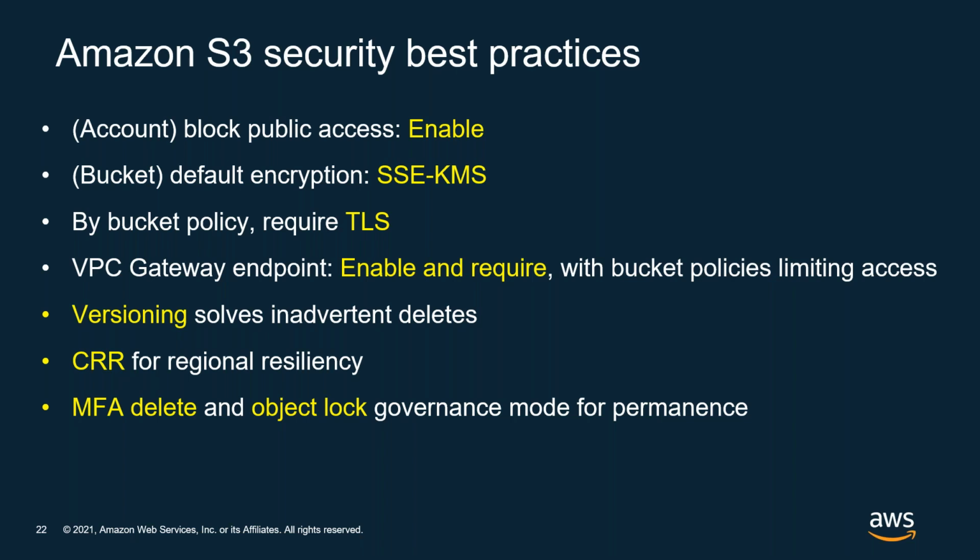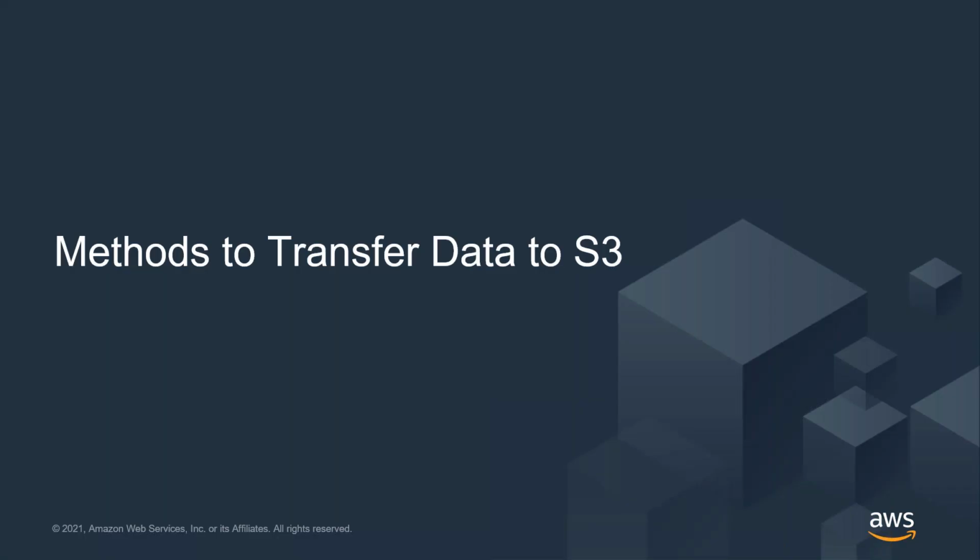If you need regional resiliency, we have cross-region replication. You can make use of Object Lock for permanence, as well as MFA delete, which will require you to put in the code from an MFA token before you delete anything. This is helpful for, say, audit log files and whatnot. But this is a great way to just kind of start, and this is a good way to have a very good security posture with S3 right off the bat.